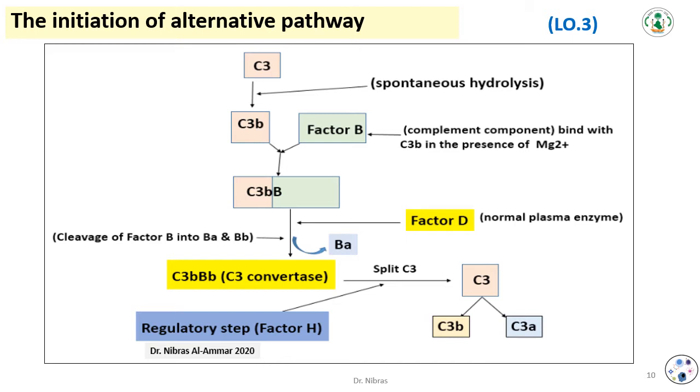The initiation of the alternative pathway. In the alternative pathway, C3 undergoes spontaneous hydrolysis under the effect of activators or initiators of the pathway. It will be split into C3b and C3a. C3b will bind with factor B. Factor B is a complement component that binds with C3b in the presence of magnesium ions.